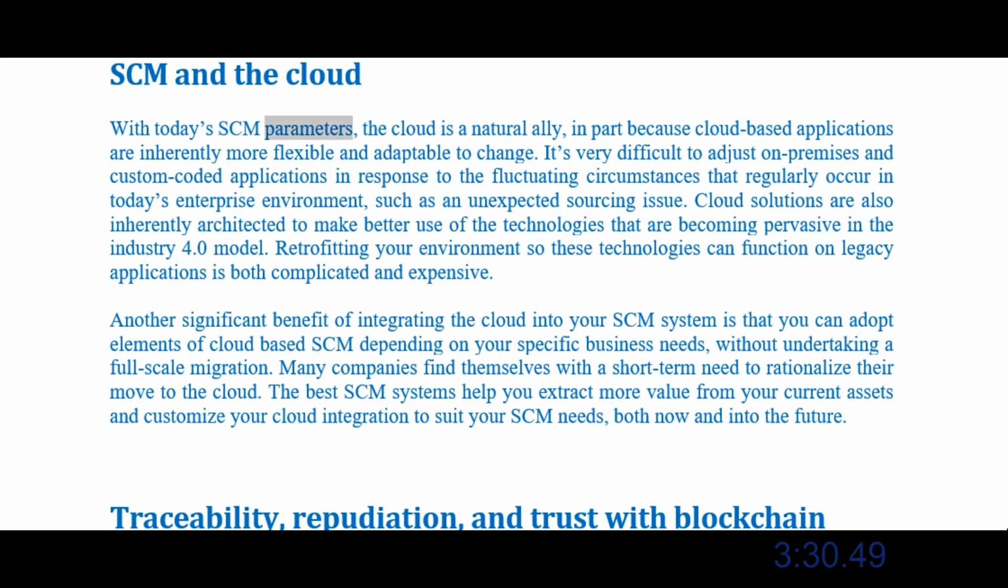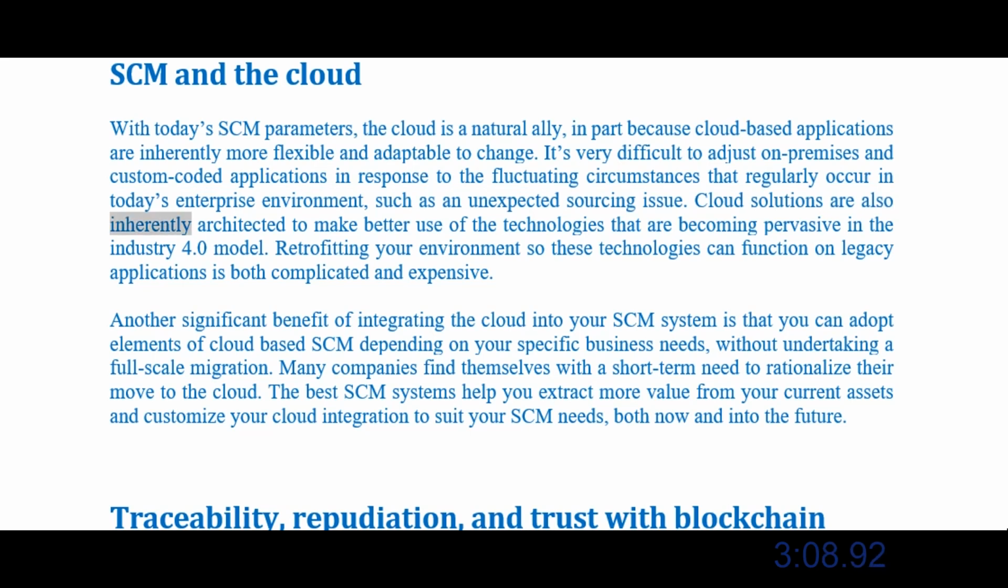SCM and the cloud. With today's SCM parameters, the cloud is a natural ally, in part because cloud-based applications are inherently more flexible and adaptable to change. It's very difficult to adjust on-premises and custom-coded applications in response to the fluctuating circumstances that regularly occur in today's enterprise environment, such as an unexpected sourcing issue.